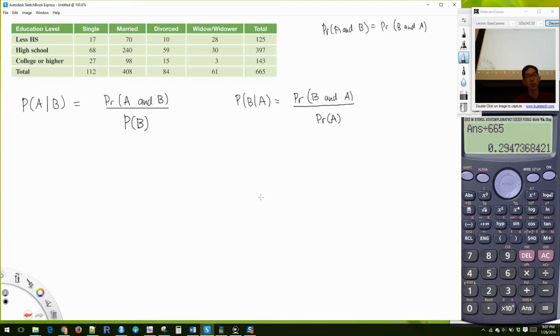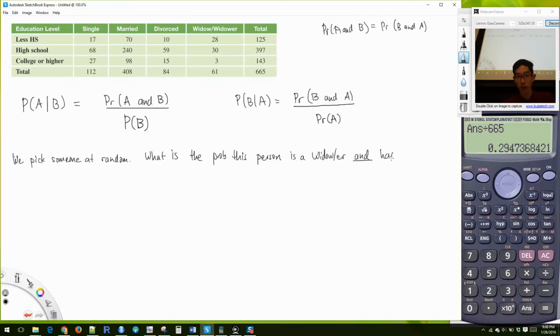Okay, so I'll write a couple of questions here. We pick someone at random. What is the probability this person is a widow or widower, and has a college education or higher? So this is the probability that this person is a widow or widower and has a college education or higher.